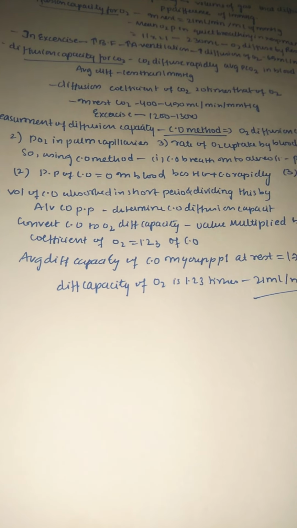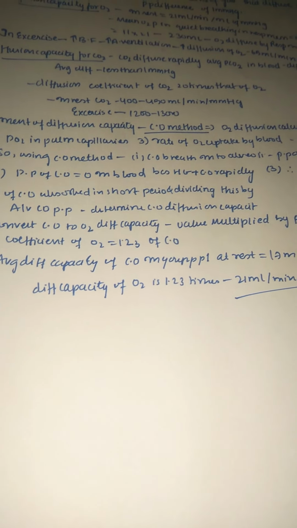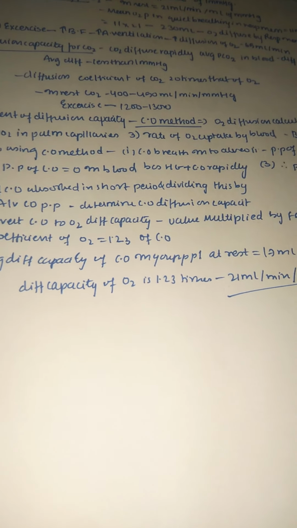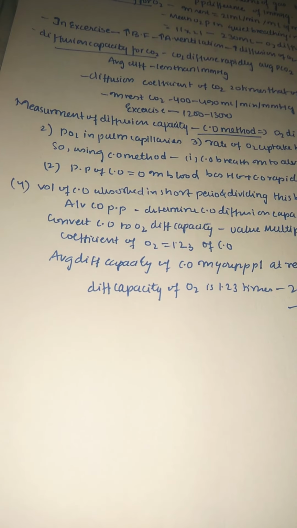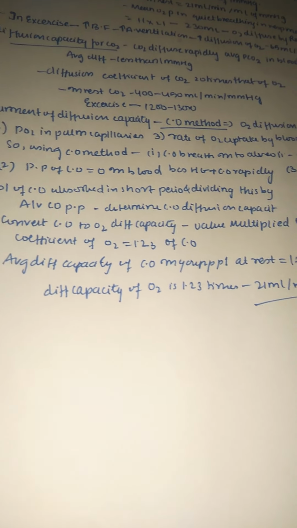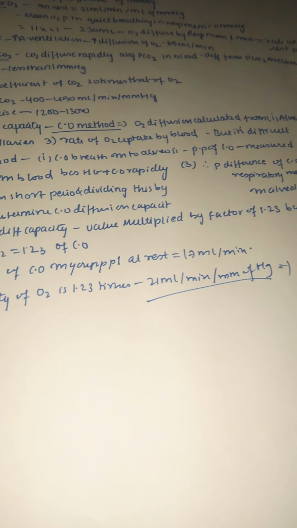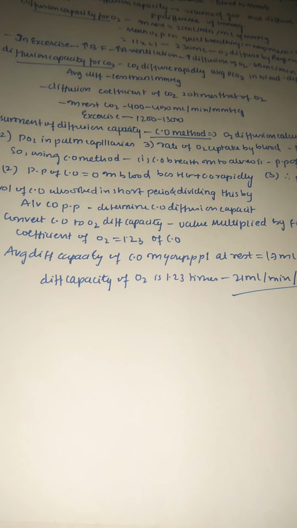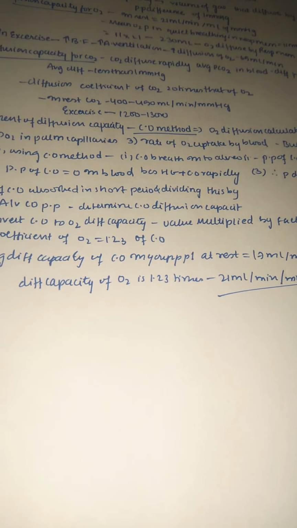So what we need to do is take the volume of carbon monoxide absorbed in a short period and divide this by the alveolar carbon monoxide partial pressure. By finding this, we can easily find the carbon monoxide diffusion capacity. Now we need to convert the carbon monoxide value to oxygen diffusion capacity. Here the value is multiplied by a factor of 1.23, because the diffusion coefficient of oxygen is 1.23 times that of carbon monoxide.